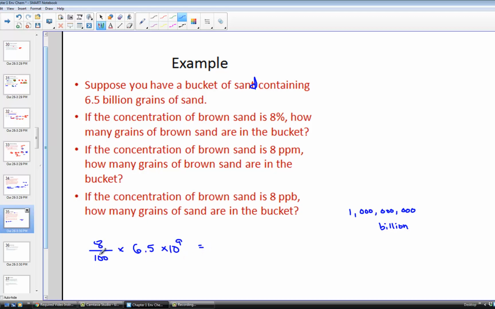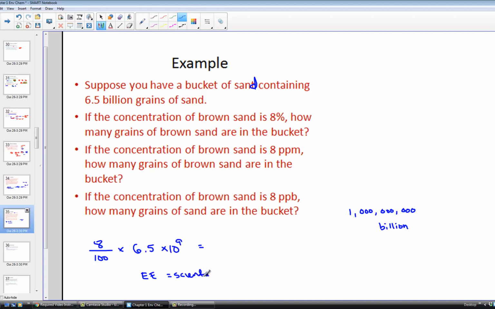8%, 8 parts out of 100 parts times 6.5 billion. Hit it with me so we're being sure that we have no calculator errors. 8 divided by 100 times 6.5, and then you have to use your scientific notation key and raise that to the 9th power. My scientific notation key is an EE.